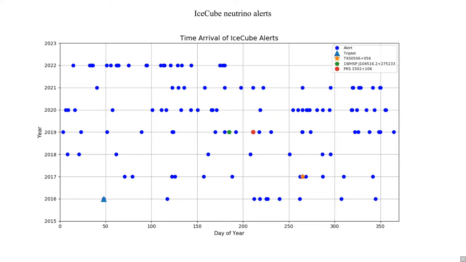The triangle is the neutrino triplet, which is a triplet by position and in time. The star is the famous blazar TXS 0506, and some more blazars that have been suggested from the Fermi catalog as possible sources. It is interesting to understand the stability and intensity of the arrival of alerts over time.